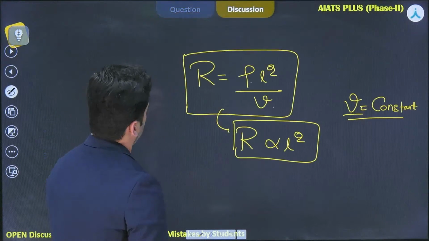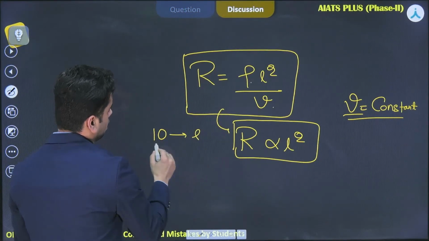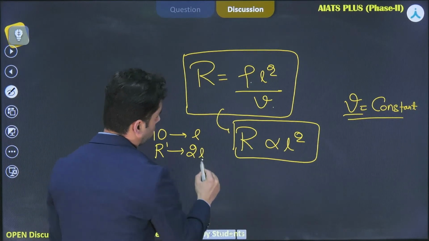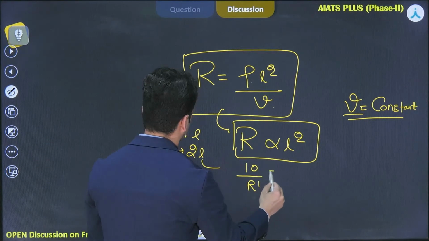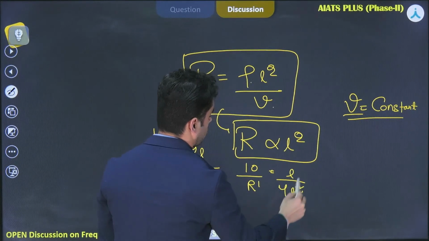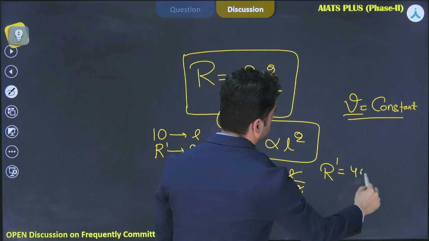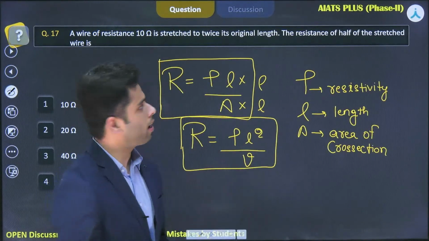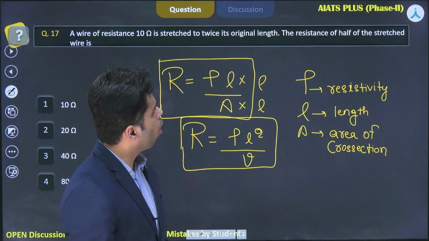So if 10 ohm is the resistance when the length is L, and let R prime be the resistance when length becomes 2L, then 10 over R prime is L square over 4L square. So L square cancels, and R prime comes out to be 40 ohm. But the problem is not completed yet. You have been asked the resistance of half of the stretched wire.